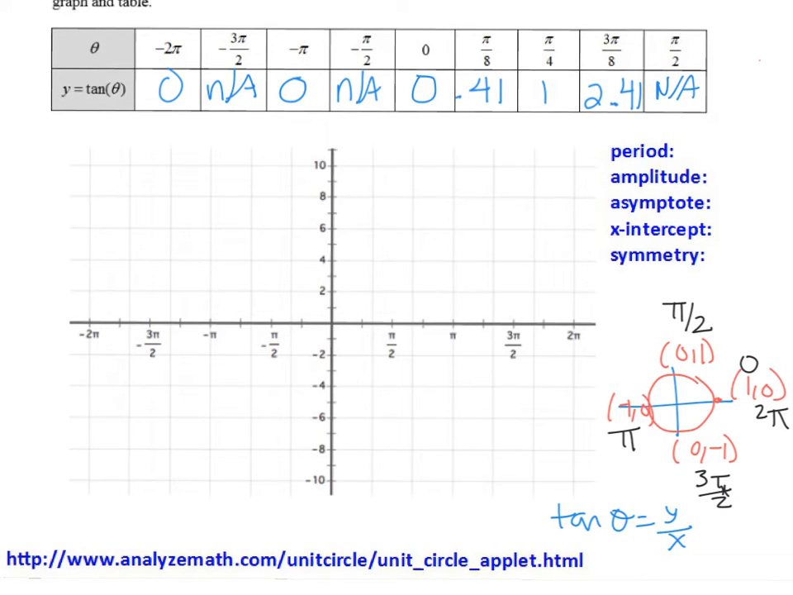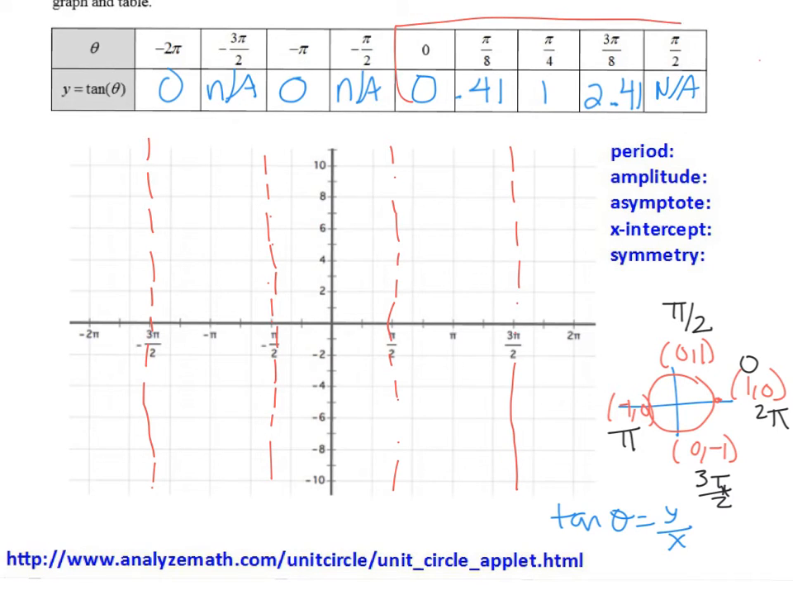So now to graph it, I'm going to draw a vertical asymptote at any value that was undefined. You must draw your vertical asymptotes with a dashed line. And then using these values here, I'm going to plot my points. So let's see, 0, 0. Pi over 4, that's halfway in between, that's 1. And because of the symmetry of the circle, I know negative pi over 4 will also give me negative 1.